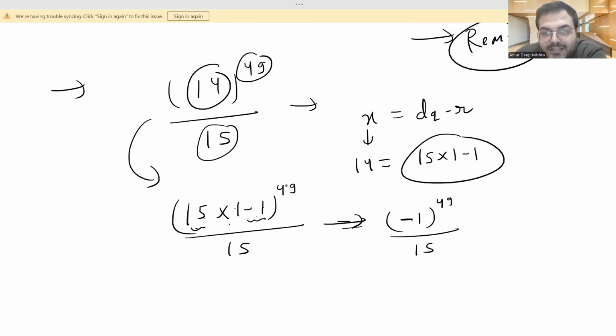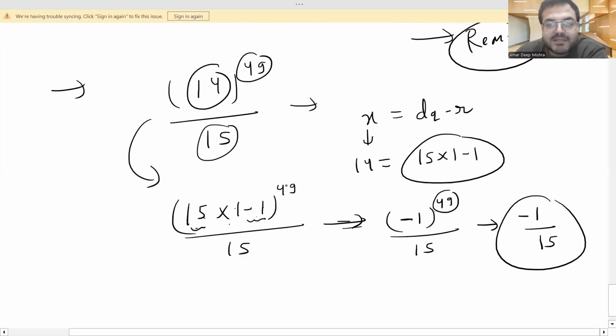Now you can see minus 1 to the power an odd number. Minus 1 to the power even number, you will get plus 1. Minus 1 to the power odd number, you will get minus 1. So from here, you will get minus 1 by 15. So by looking at this, you can say that minus 1 is the remainder.